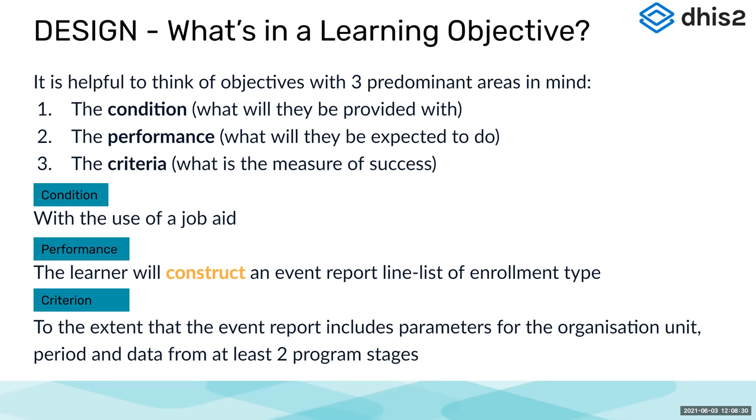The second part of this is the performance. What will they actually be expected to do? So in this case, I put: the learner will construct an event report line list of enrollment type. The third part is the criteria.